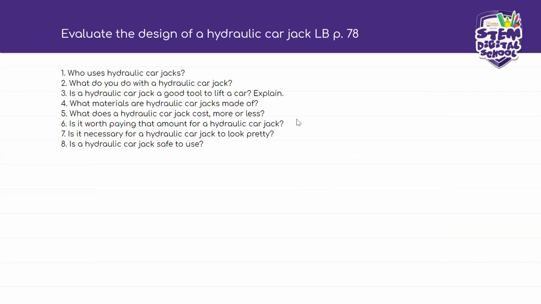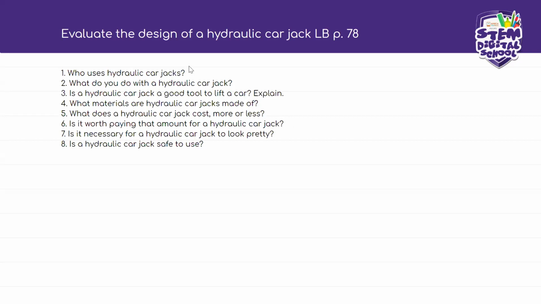Now, let us look. I gave you this worksheet. I don't know if you did it, but let's look at it. Let us look at the design of the hydraulic jack. We make machines to make our lives easier. If a machine doesn't really make our lives easier, it is useless. We don't need it. So sometimes in technology, we will stop and evaluate the machines that we learn.